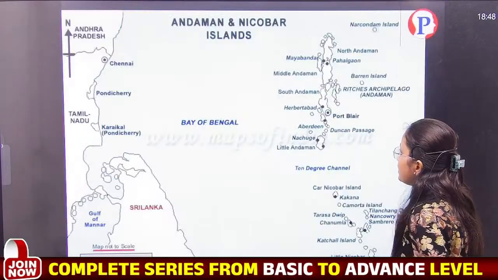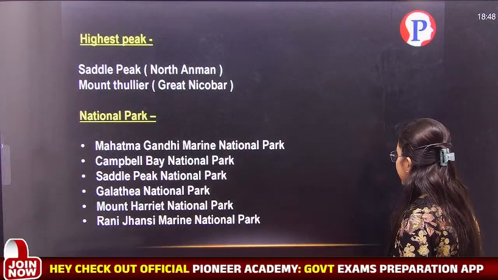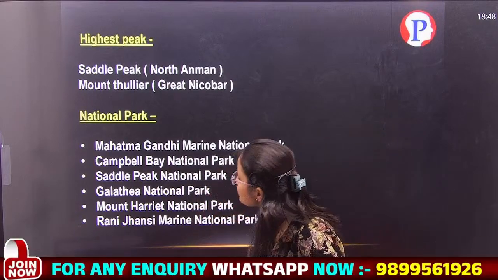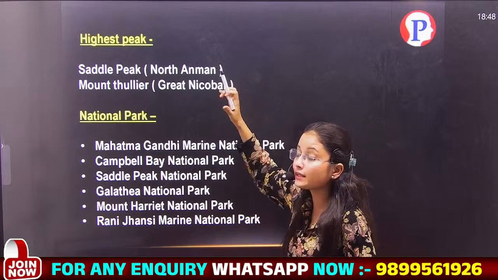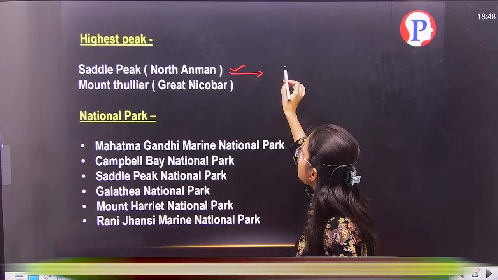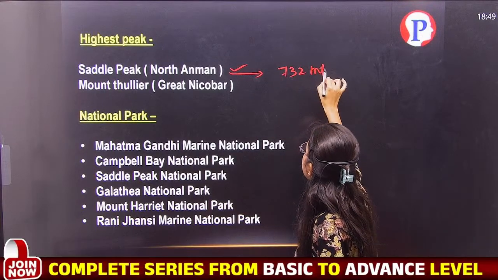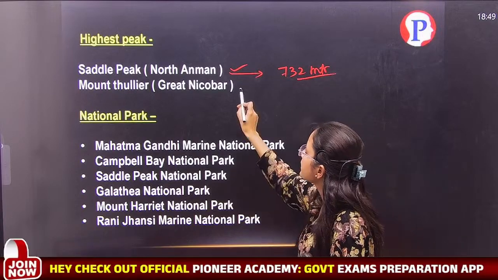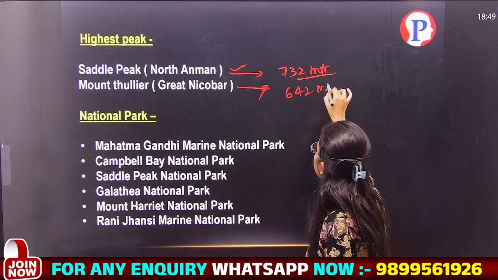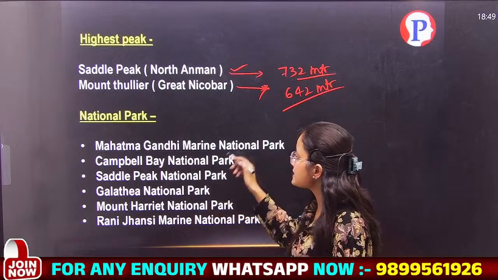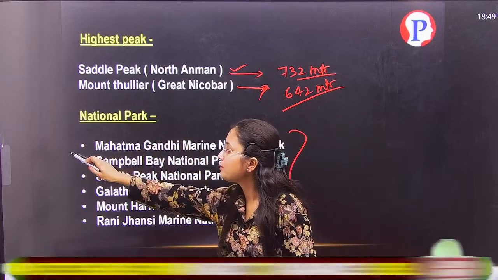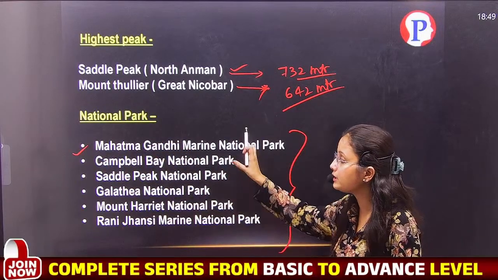I hope so. Now we are going to discuss some important things which we have missed. First of all, the highest peak of Andaman and Nicobar is Saddle Peak, which is located in North Andaman, and the height of Saddle Peak is 732 meters. And the height of Mount Thulier is 642 meters. These are some national parks located in Andaman and Nicobar. The first one is Mahatma Gandhi Marine National Park. It is located in Andaman and Nicobar.